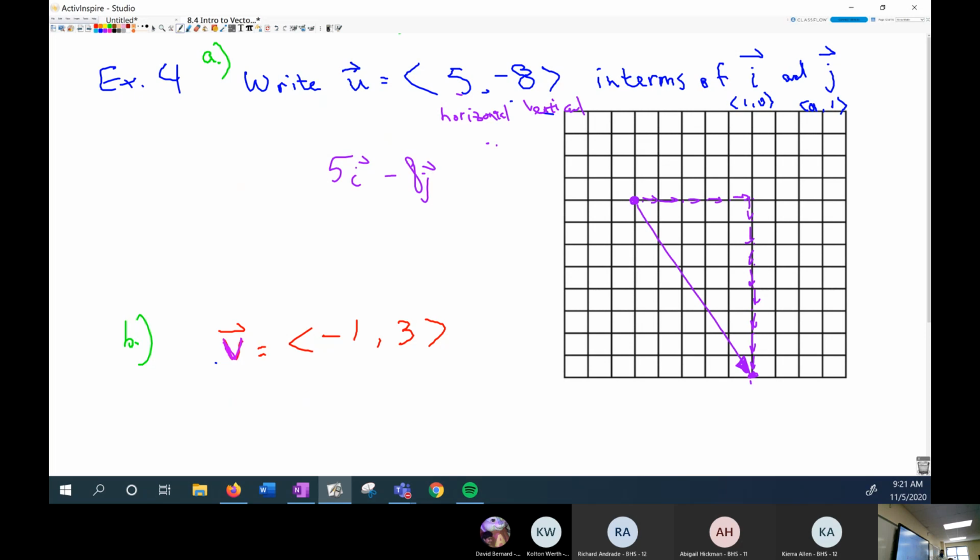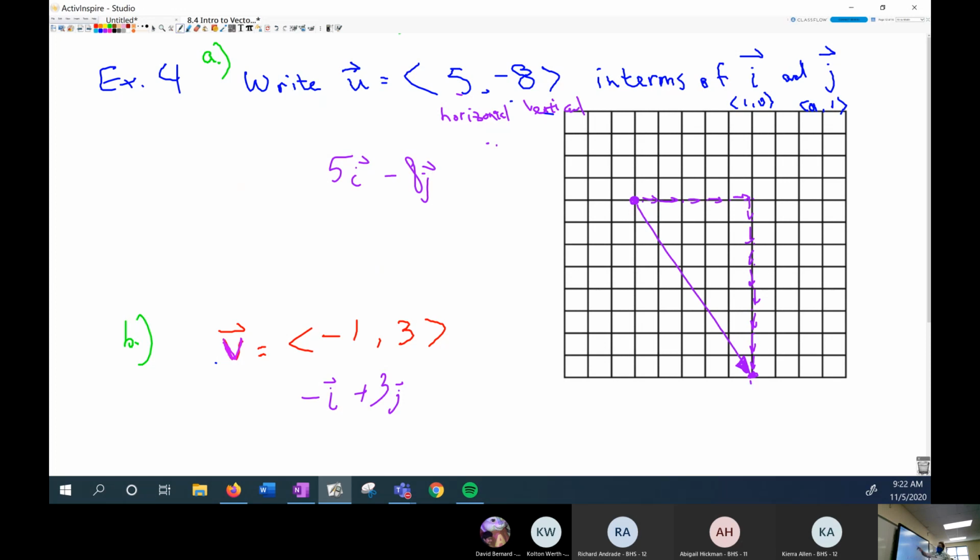All right. So real quick, what's vector v as a linear combination? Negative 1i, or just negative i, right? Because that would be like negative 1. And then the 3, is it positive or negative? Then I've got to put plus 3j. Okay, that's the only thing new about what I need to show you today.